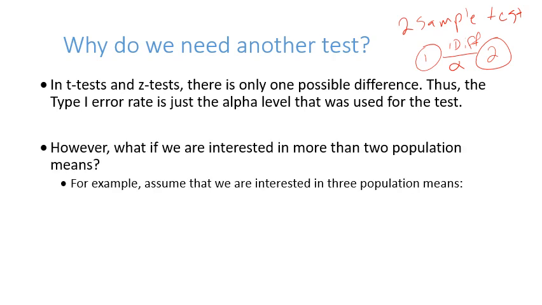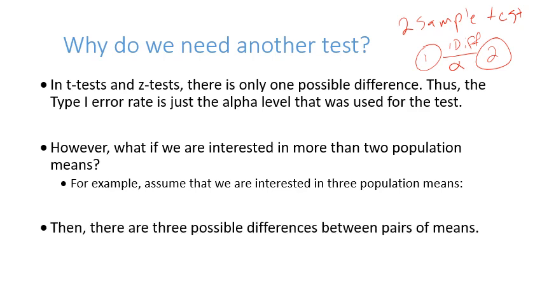But if we're interested in more than two populations, let's say we're interested in three, then what ends up happening is there's three possible differences between pairs of means. So with three samples, you've got 1, you've got 2, and you've got 3. Well, you've got a difference there, a difference there, and a difference there. So you've got three differences. And if you had 4 samples, it even gets more. Then you've got 6 differences. 5 samples, you've got even more.